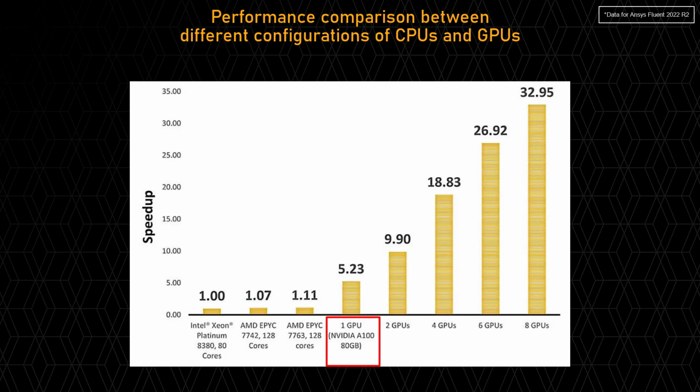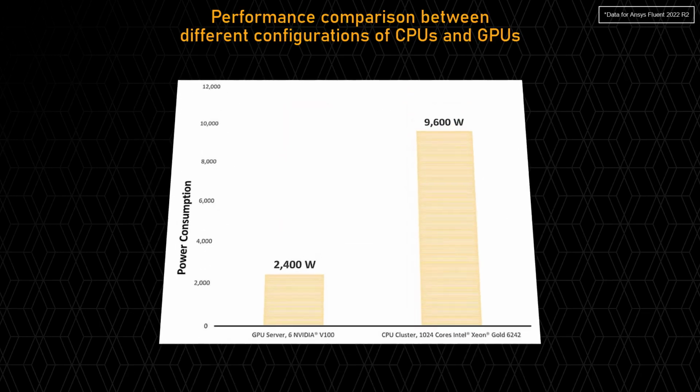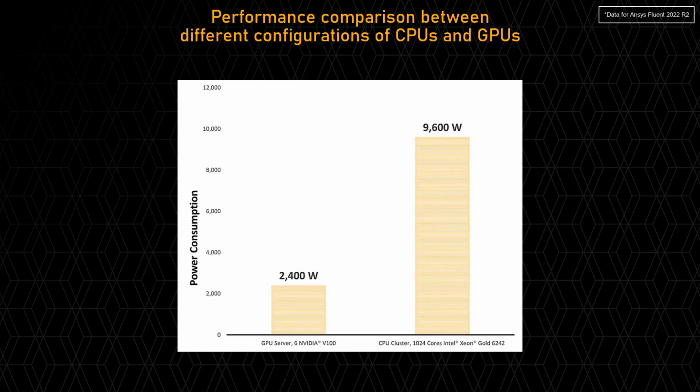A single NVIDIA A100 80GB GPU can be nearly 5 times faster than a cluster with 128 AMD EPYC 7763. This is a quantitative proof of GPUs being extraordinarily faster than even large number of cores of CPU. The power consumption is another important factor to consider when comparing GPU servers and CPU clusters.